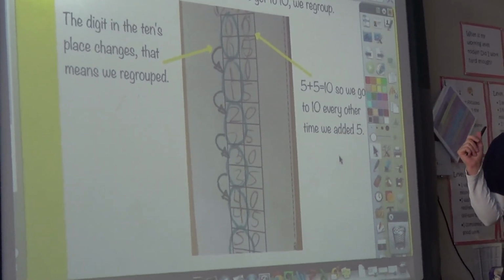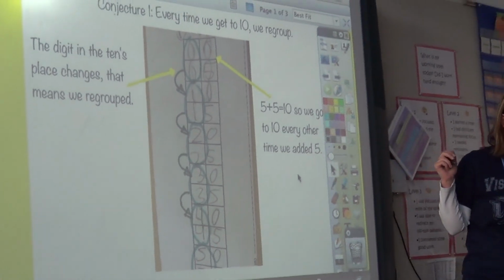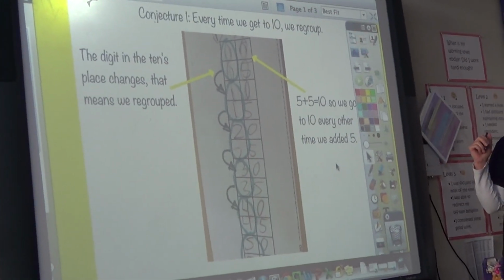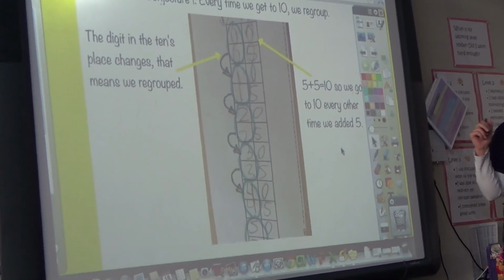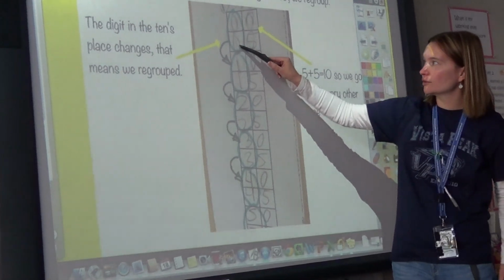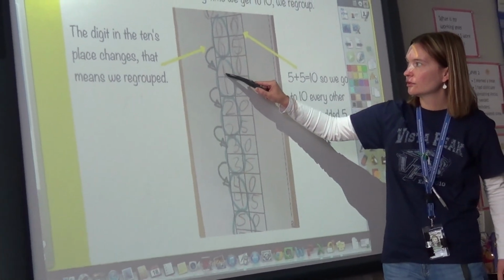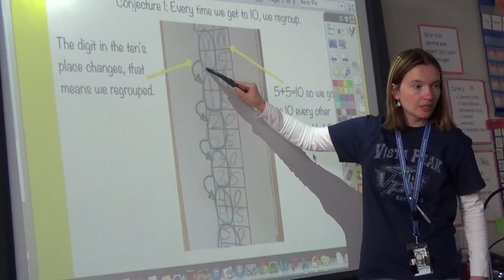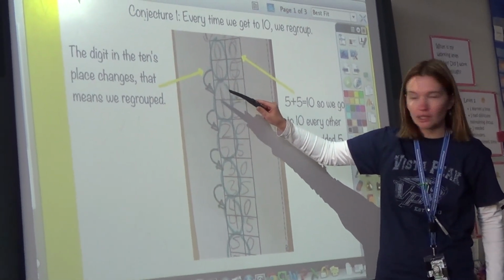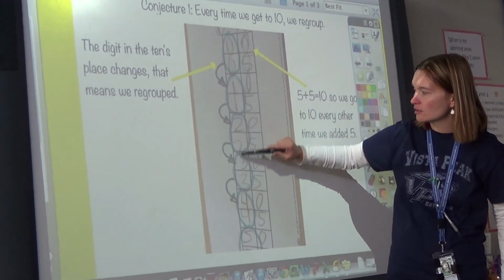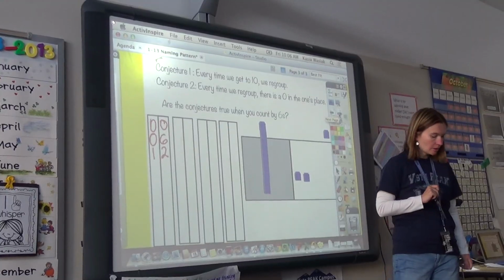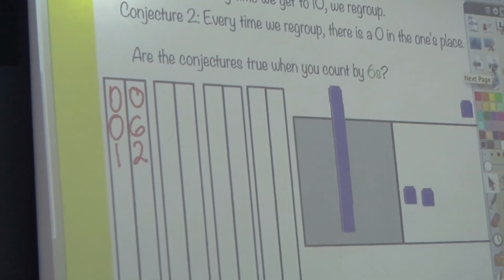What did we discover, Allie? Right, so we had 0 tens and then we ended up with what? 110, right? So every time we got to 10, we were regrouping. And the fact that the tens changed was our proof, right? Okay, we're going to try to prove those conjectures again. We're going to start with the first one, okay?